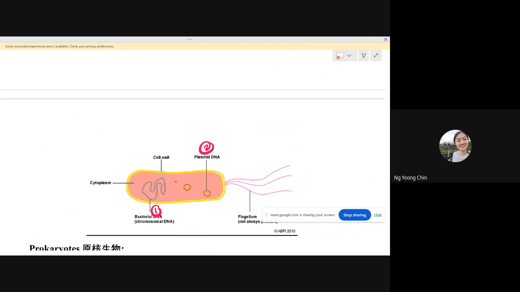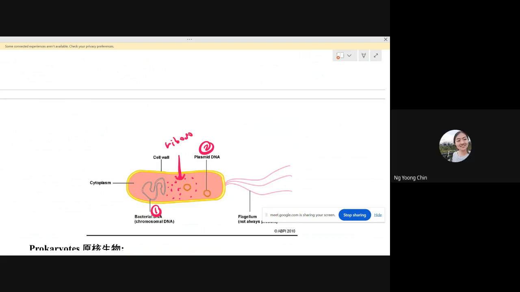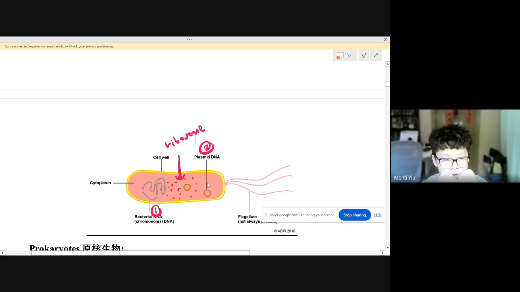And also inside they have one more thing. You can help me add on this. What is this? Ribosome. Yes, correct. And then they have flagellum. So the prokaryotic cell structure is much simpler than the eukaryotic cell. That's why the prokaryotic cell size is smaller.